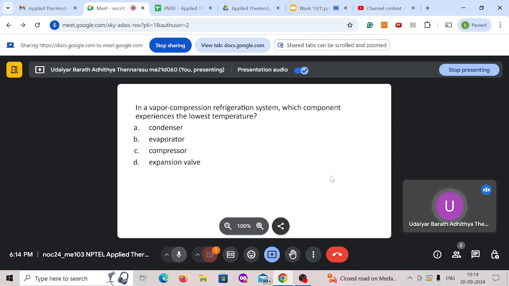With that, we'll see some MCQs and problems. The first one is: in a vapor compression refrigeration system, which component experiences the lowest temperature? A. Condenser, B. Evaporator, C. Compressor, and D. Expansion valve.